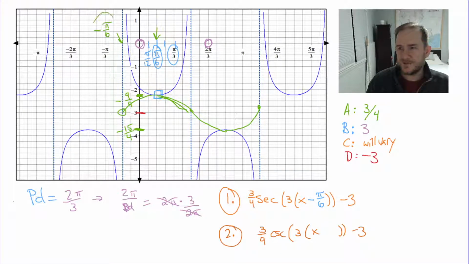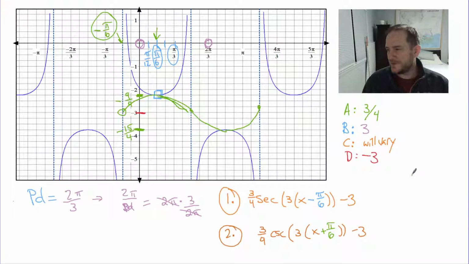So it's negative pi over 6, which means we're going to use a plus here. But that's it. We did it. We did that one. I did say I would do domain and range, so I'll do it again.